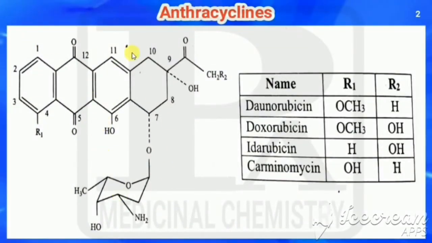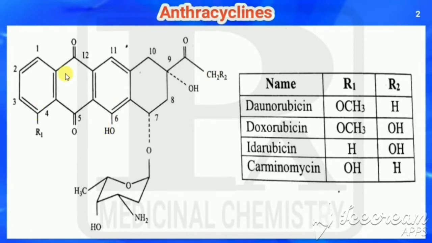This is the general structure of anthracyclines. So, what is it having? It is having a glycone and an aglycone, and the two are connected by means of a glycosidic linkage. Already we have seen examples. What are they? Daunorubicin, doxorubicin, idarubicin and carminomycin. In the case of Daunorubicin, we have a methoxy group attached in the fourth position, and here we have CH3. So, that is for Daunorubicin.